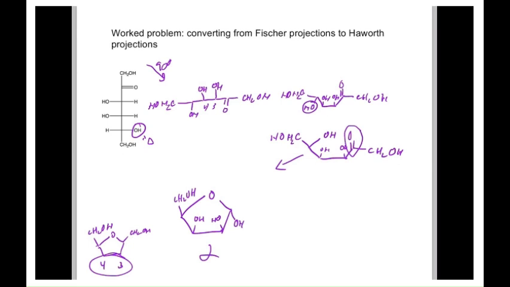Now we still have to take into account that there is carbon 1 still there. So that would be our alpha anomer. The beta anomer is simply going to look like this. And there's our beta anomer.